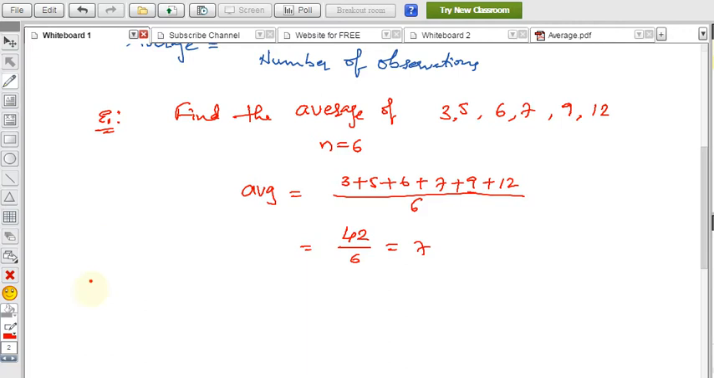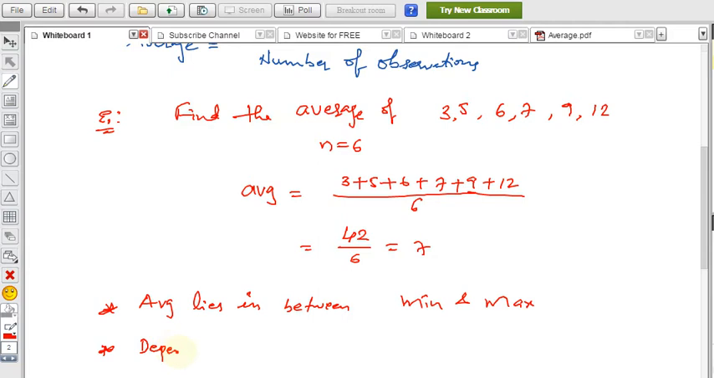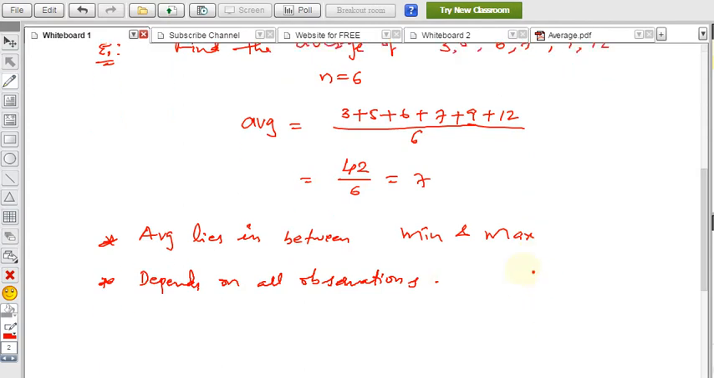Now based on this average, you can see two important points. The first one is that the average is between the minimum and maximum values. Always the average lies in between the minimum and maximum value. If you observe the previous example, your answer is 7. In this data, the minimum is 3 and the maximum is 12, so the answer should be between these only. Then, the average depends on all observations of the data. That means every observation is included in this. The measure used for comparison is nothing but the average.